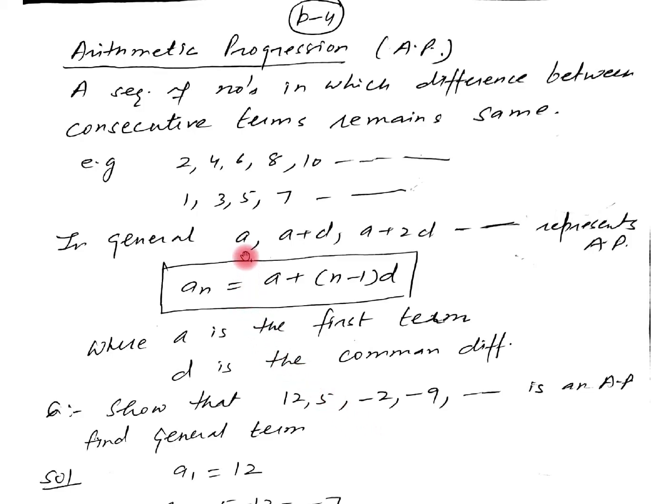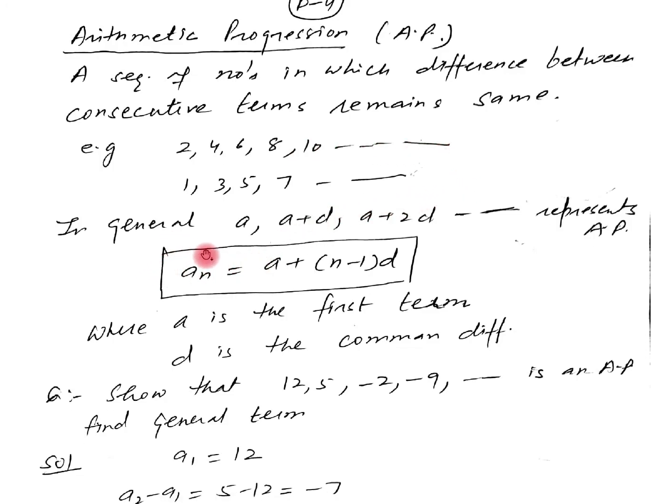Now come to the point. Now we are going to start here the arithmetic progression that we have done in the 10th class also. You know the definition of arithmetic progression. Let me repeat. A sequence of numbers in which the difference between consecutive terms remains the same is known as arithmetic progression. The difference may be positive, it may be negative, it may be 0 also. For example, 2, 4, 6, 8, 10, it is an AP because the difference remains 2. Similarly, 1, 3, 5, 7, again it is an AP as the difference between the consecutive terms is the same.